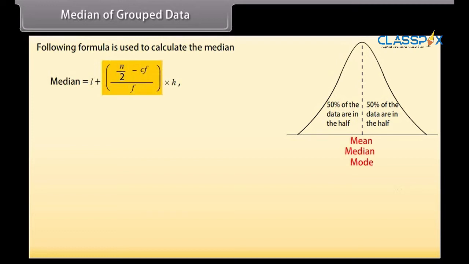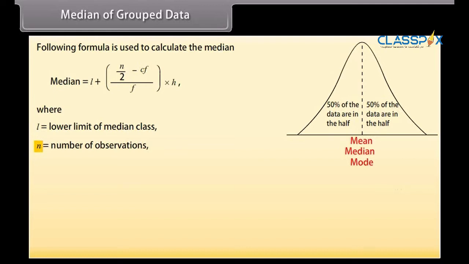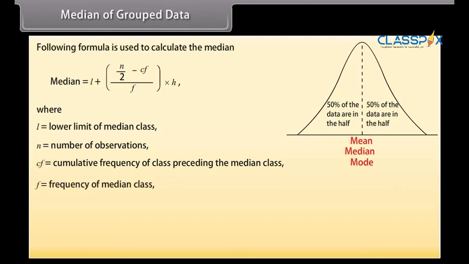Median equals L plus ((n by 2 minus CF) divided by F) multiplied by H, where L is equal to the lower limit of the median class, n equals number of observations, CF equals cumulative frequency of the class preceding the median class, F equals frequency of the median class, H equals class size, assuming class size to be equal.